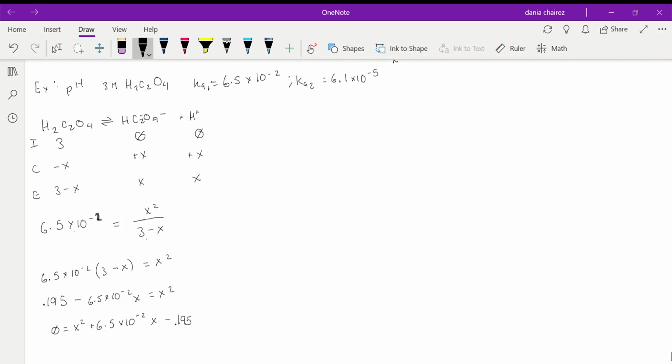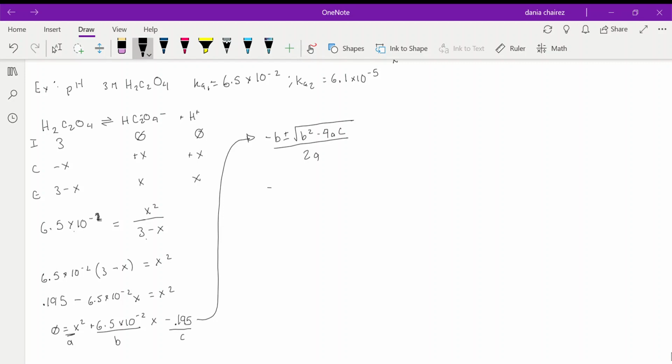Okay, so this is going to be my quadratic equation. And then I'm going to plug it into the quadratic formula, which is equal to negative b plus or minus the square root of b squared minus 4ac, all over 2a. If you don't remember, whatever your coefficient of x squared is a, this is your b, and this is your c. So we're going to plug all of that into the formula.